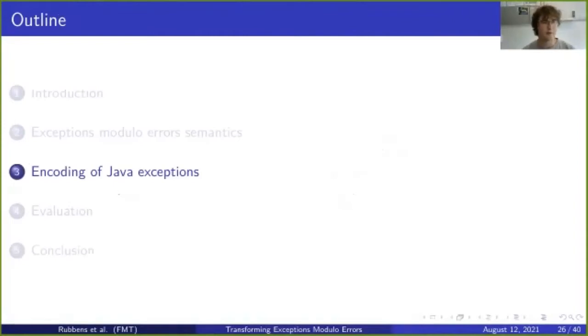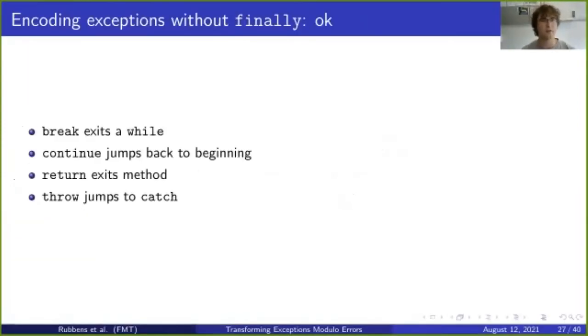So now we briefly discuss how we encode Java exceptions. Why is this important? Well, first, if we consider the case of encoding exceptions into goto when not considering finally, this is no problem. The plain behavior, as described in the JLS, is that whenever a break is encountered, a while is exited, continue jumps back to the beginning of a while loop, return exits the method, and a throw jumps to the nearest catch clause.